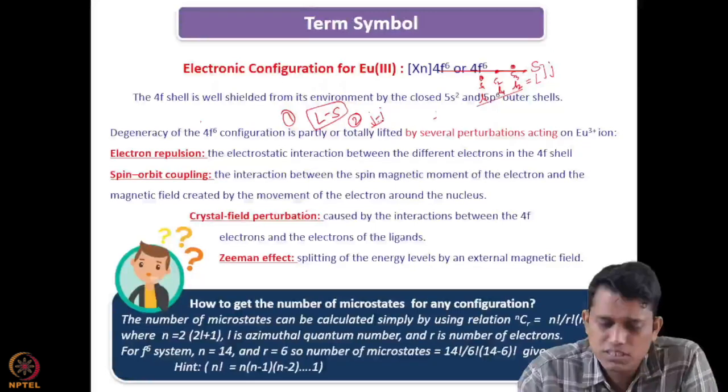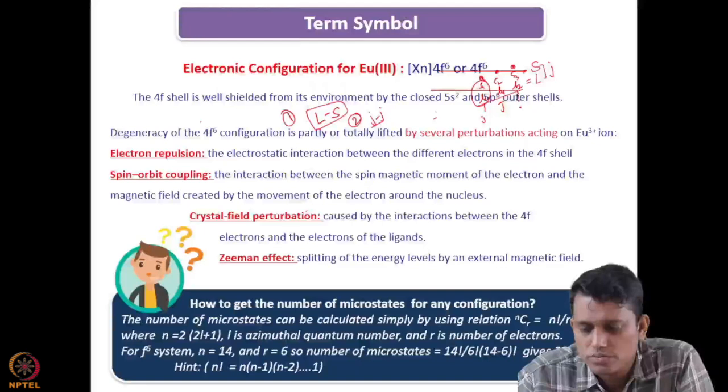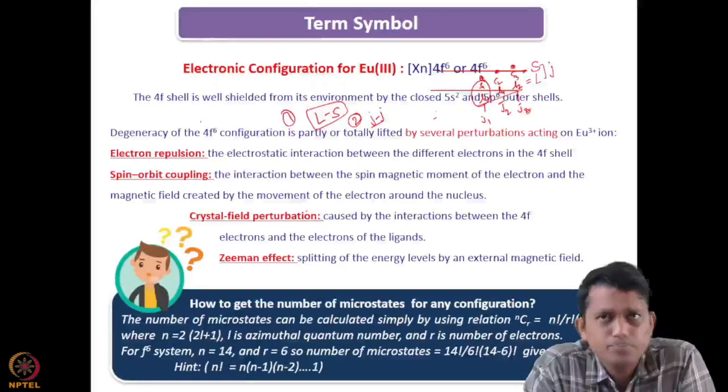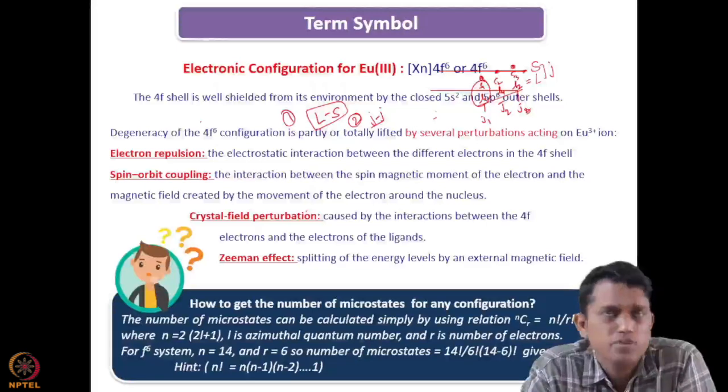Whereas in jj coupling, which is mostly true for the heavier elements, we start with the coupling of s and l, and we get j for each individual electron. These j's then couple weakly to give jj coupling. LS coupling is mostly valid up to an atomic number of about 30, but after that it is mostly jj coupling that takes place. But we will mainly discuss LS coupling when using the term symbol, because this is the way we can explain in a very simple way the electronic transitions happening in lanthanides and actinides. This is enough for our understanding of actinide or lanthanide spectroscopy.